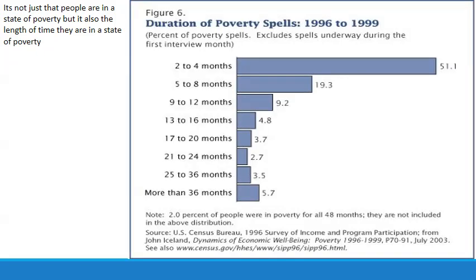Okay, now, it's not just that people are in a state of poverty, but it's also the length of time that they are in it. And this is important. You'll notice here that 51.1% of people are in poverty for 2 to 4 months. So this would be the time that it's taking them to find a new job. They lose their job, they spend 2 to 4 months in poverty, they're able to get a job and get out of poverty. What's concerning is down at the bottom.